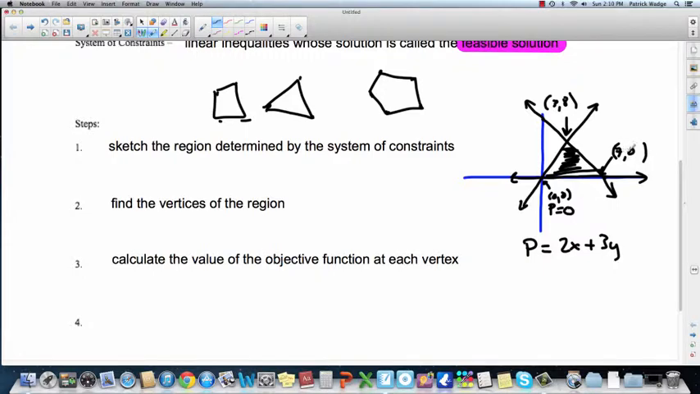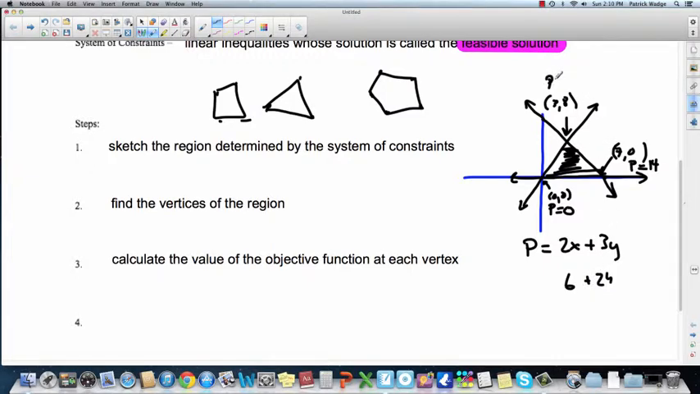Okay, if I put 7 and 0, that would mean I'd make 7 pencils and no pens. I'd have 2 times 7 is 14 plus 0, so I'd have 14. Okay, my profit would be $14. I know these don't make really much sense. It's just an example I'm using. And if I did this one, 2 times 3 is 6. I better write that down, I'm going to forget. 3 times 8 is 24, and if I add those together, I get 30.